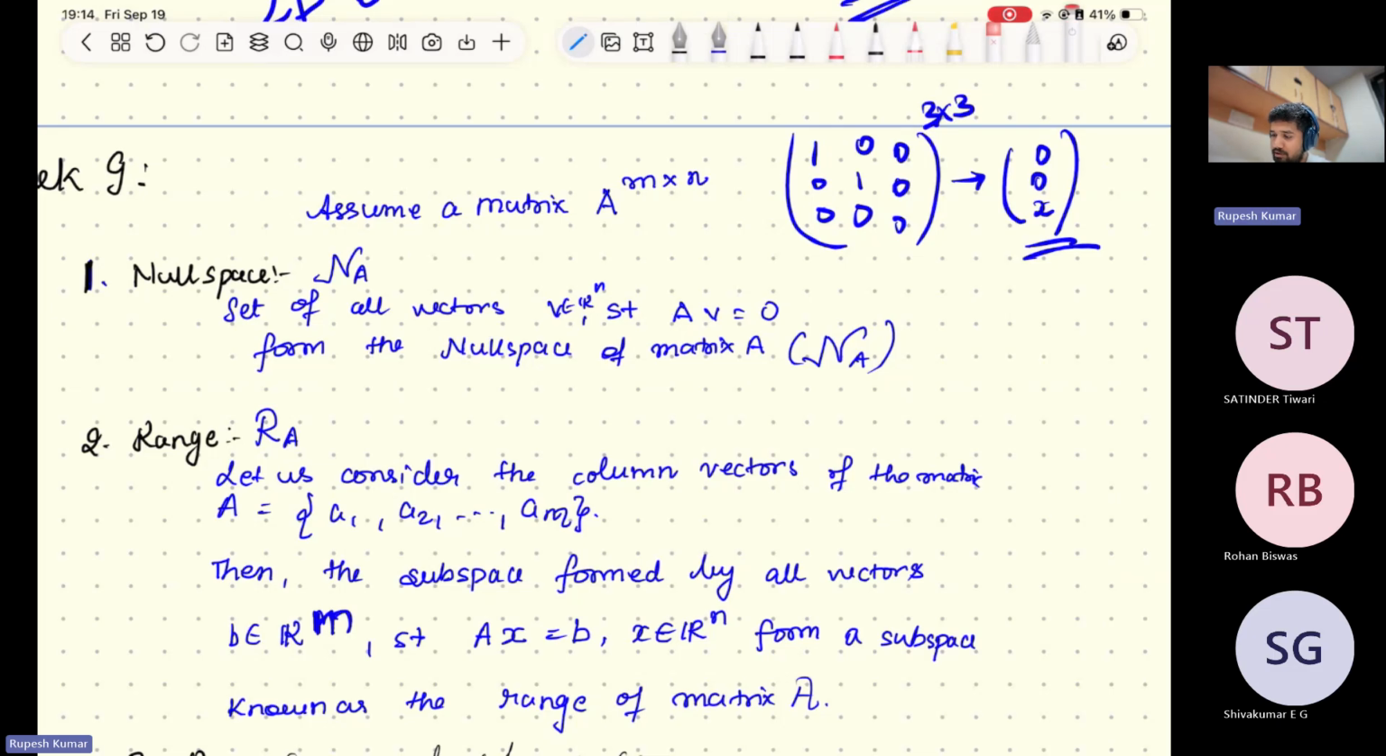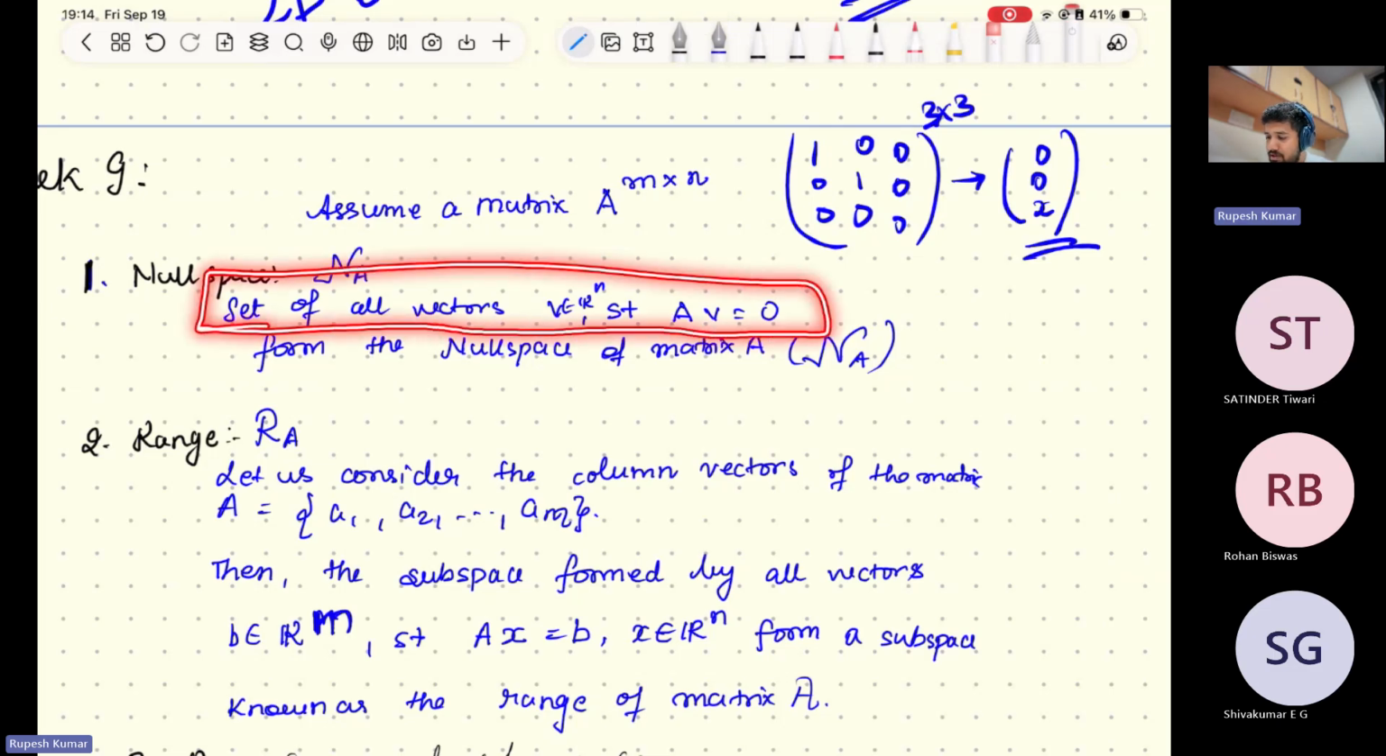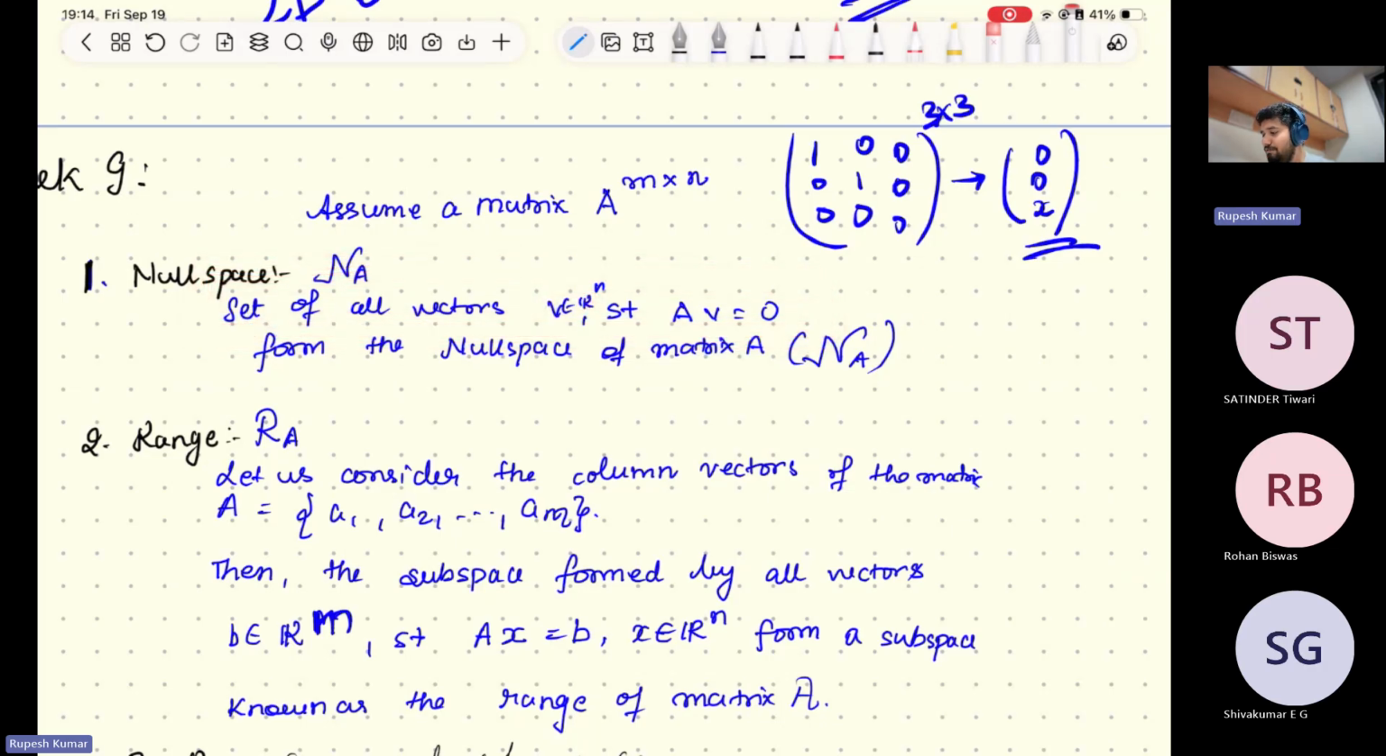This has to be all vectors because if you want to define a vector space, you have to include the origin. So it is the set of all vectors V belonging to R^n such that AV equals 0. This is the definition of the null space of matrix A.